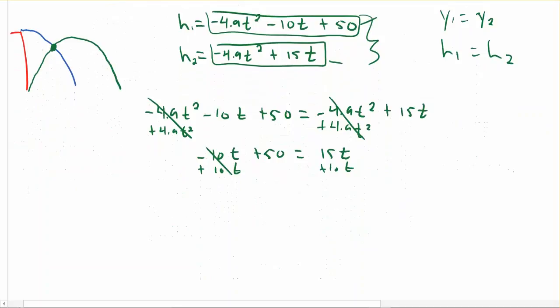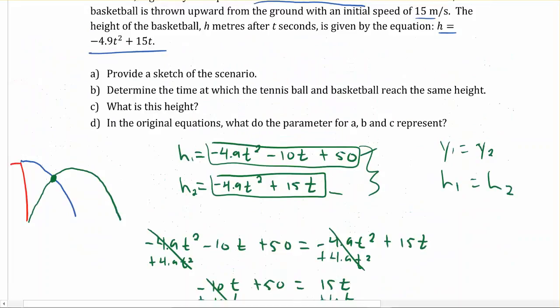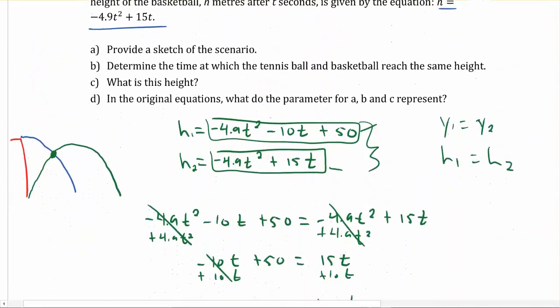And I have 25t is equal to 50, so I'll divide both sides by 25. And I've got t is equal to 2 seconds. Oops, I said 2 and I wrote s. 2 seconds. Okay, so that takes 2 seconds. We solved that algebraically. So B is done.